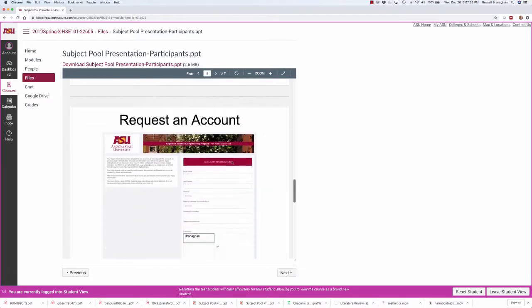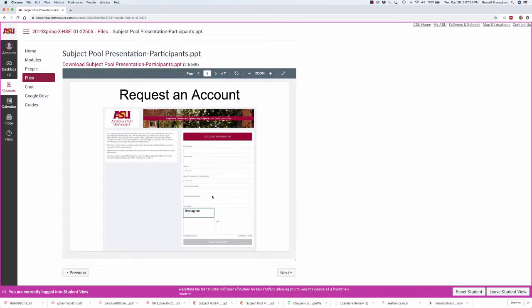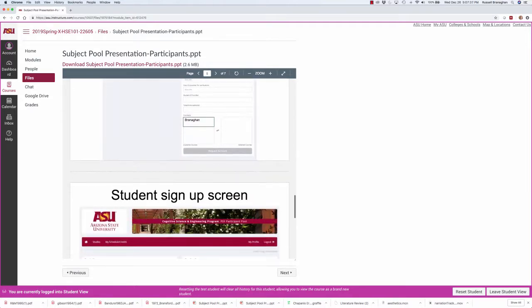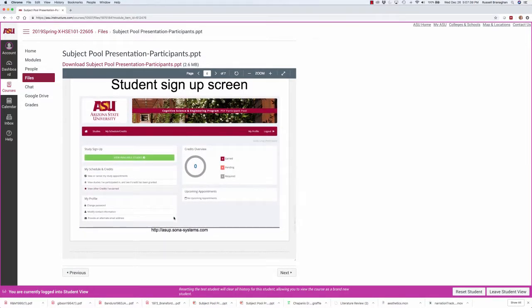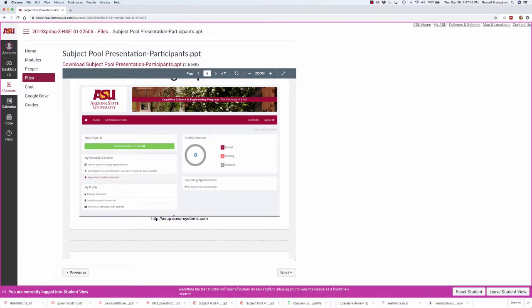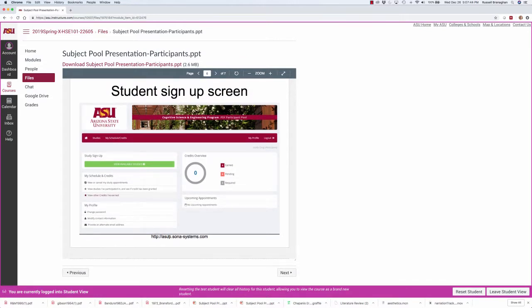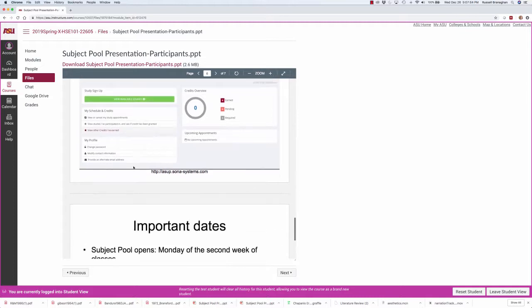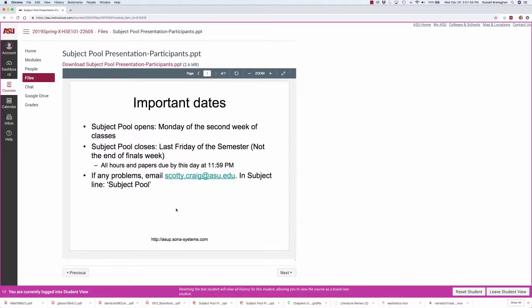When you go to Request an Account, it'll pop up with this information. Please fill this information out. And when it says Courses, make sure you select the course that has my name associated with it, Brannigan. And then continue down here. When it comes time to signing up for a study, you will come back to ASUP SONA Systems. You'll be able to click here to view available studies, and you'll identify studies and be able to sign up for them.